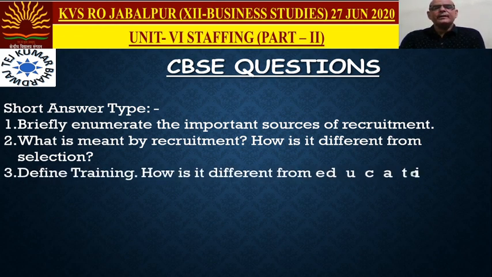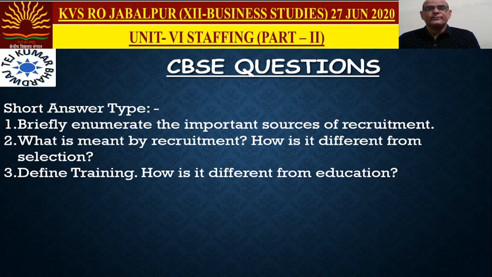Then define training and how it is different from education. Training is imparting skills for doing a specific task in a specific manner. How it is different from education. Training is limited, it is for a specific task only. Education is not only for life but increasing the level of information or knowledge is called education. Education में जितना हमें मिला है, we are supposed to increase it and pass it on to the coming generations or others.